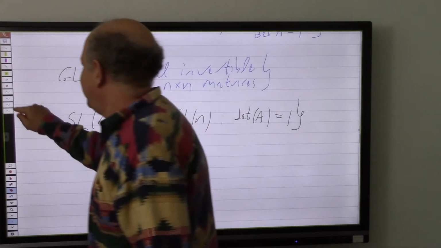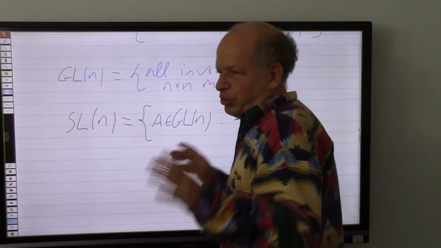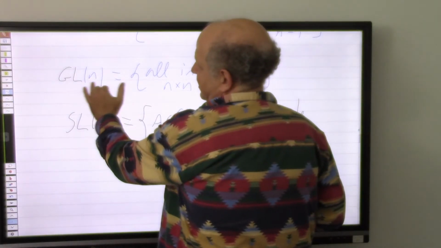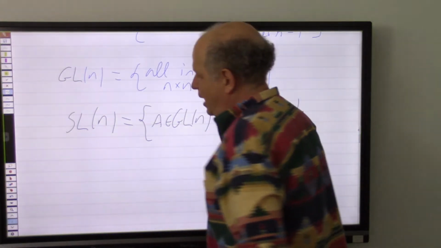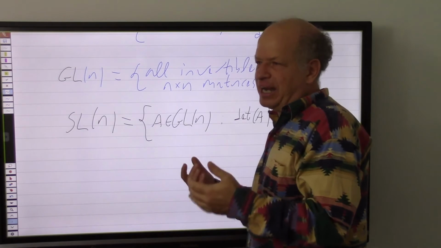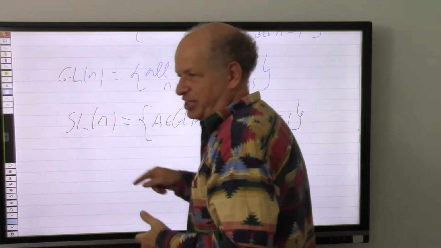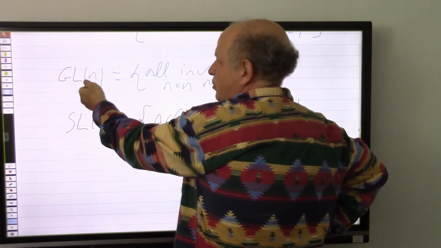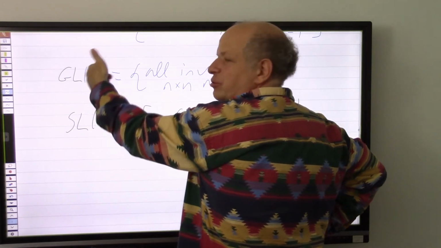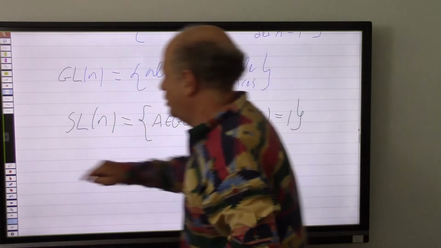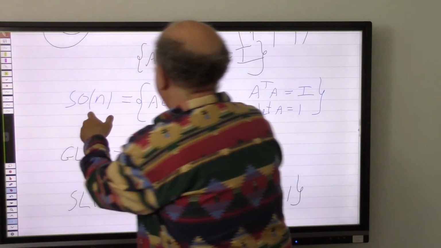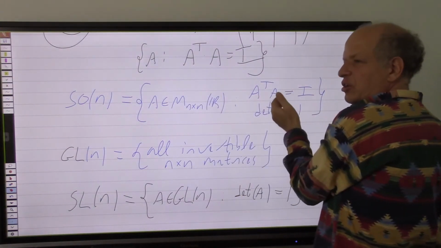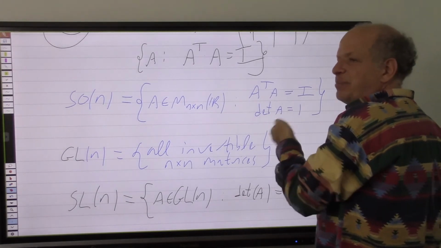And then comes a long discussion which I don't want to carry out, but it's the following. These groups are all both groups and manifolds. So this is some subset of R to the N squared, or let's look at SON. N by N matrices live in R to the N squared, and this is some subset of R to the N squared, and you can look at it and see that it's a manifold.